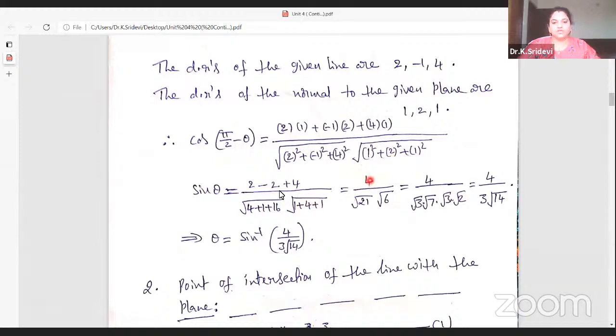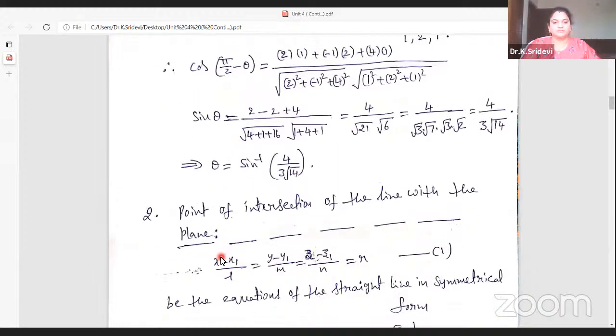This is equal to, so 2 minus 2 gets cancelled, 4 is remaining, 4 by square root of 21 into square root of 6. We can write 21 as 7 into 3, that is root 3 into root 7. Root 6 can be written as root 3 into root 2. So root 3 into root 3 gives 3, and root 7 into root 2 is square root of 14. So 4 by 3 root 14 is the sin theta value, and then theta is sin inverse of 4 by 3 root 14. This is the angle between the given line and the given plane.